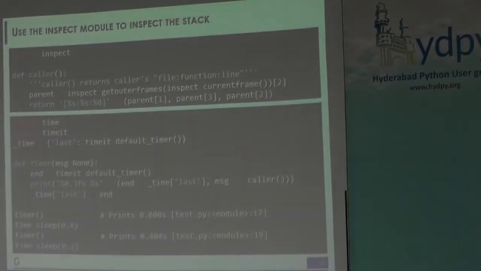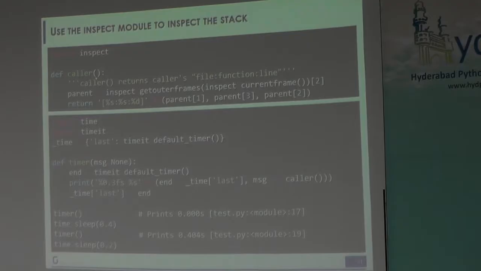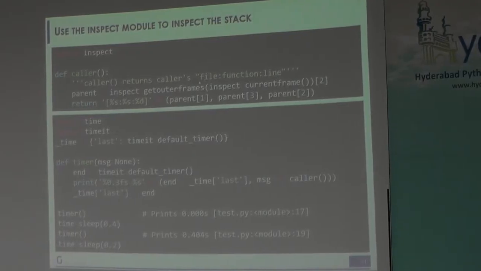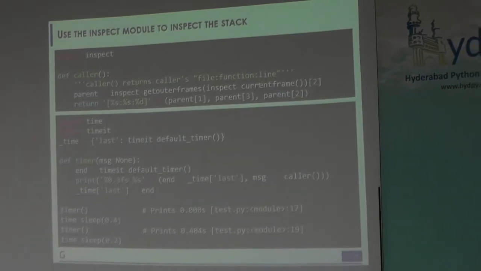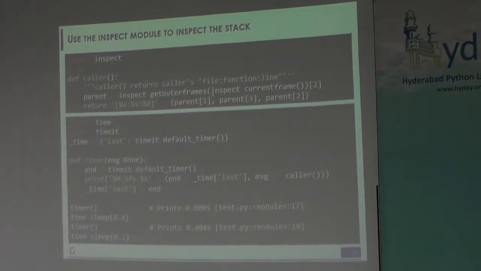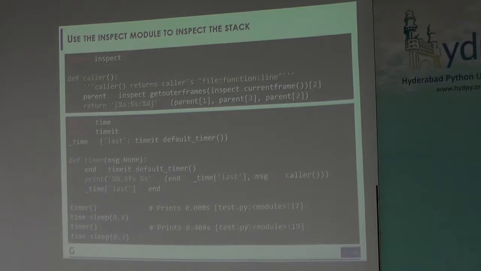There is an inspect module. The inspect module tells you a lot about code, modules, functions, all compiled Python objects. Here we are creating a function called caller. The caller function returns the caller's file name, function and line number. How does it do it? There is a function called inspect.currentframe. What that gives you is the current stack frame. It basically gives you all the information about where the current piece of code is executing.